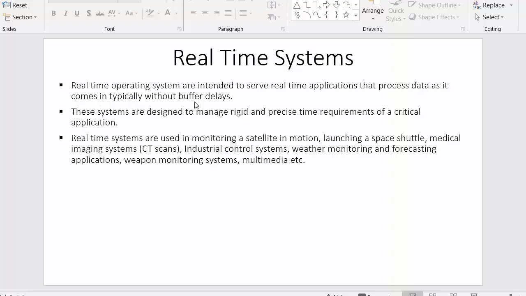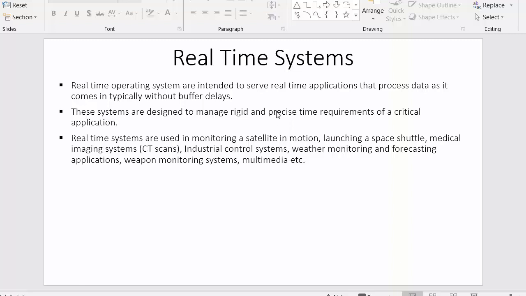These real-time systems are designed to fulfill the requirements of time critical applications. That's what the second point says. These critical systems are designed to manage rigid and precise time requirements of critical applications. These real-time systems are used in such places where there are no chances of errors, when we cannot make any mistakes, where our system doesn't afford to make mistakes.